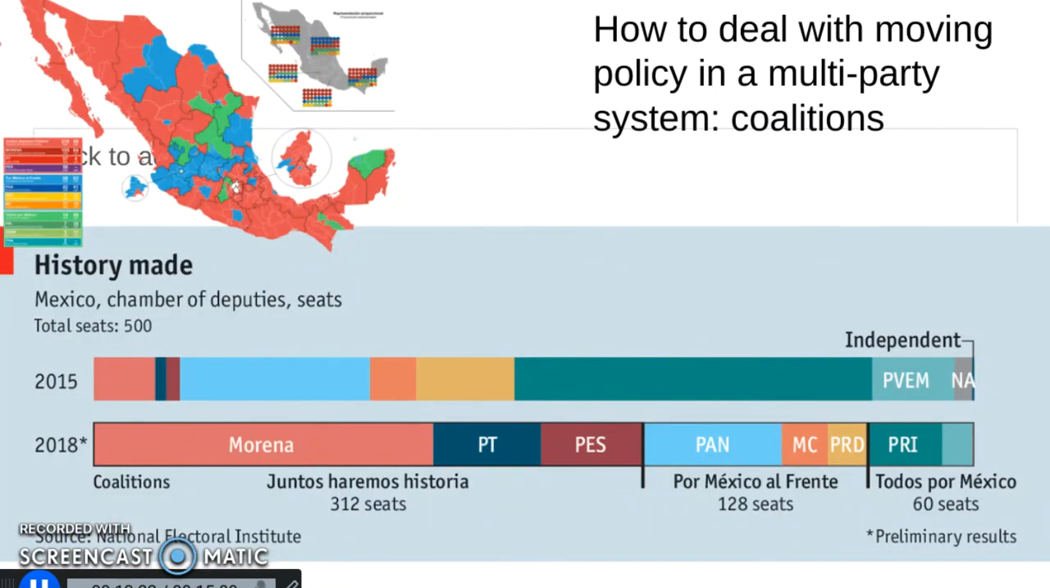So what do you do in a system like that? In Mexico, they tend to form coalitions so that they have an easier time passing legislation in the legislature. So here you can see Morena teams up with PT and PES to move their agenda forward. Strangely enough, PAN, which is more a center-right party, and the PRD, which is more a center-left party, have created a coalition. So they must have some agreement around some key policy ideas to have made that coalition.